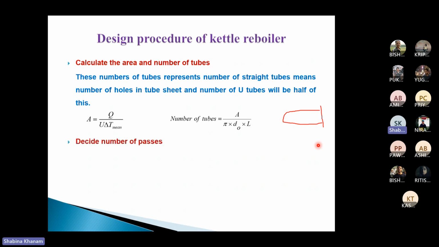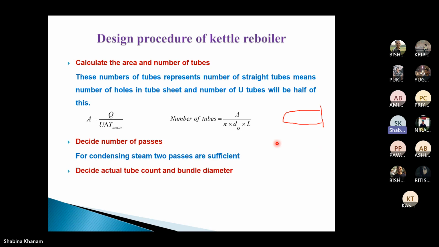We need to decide the passes. So in most of the cases, it is one shell, two tube pass. That is sufficient. So no need to worry about the velocity and all. While considering two pass, whatever velocity you will have, that you consider as it is. There is no need to bring the velocity into the defined ranges.